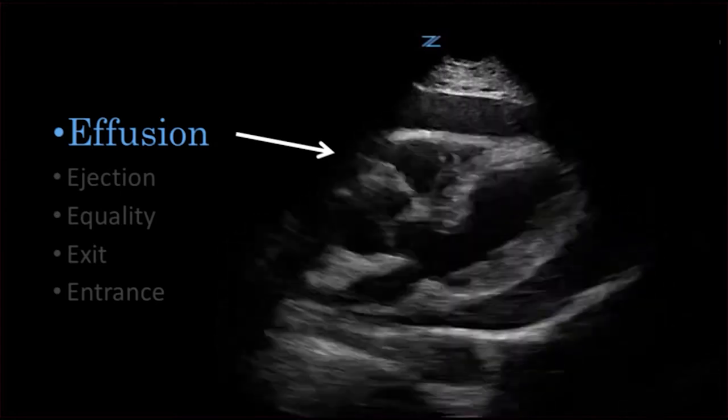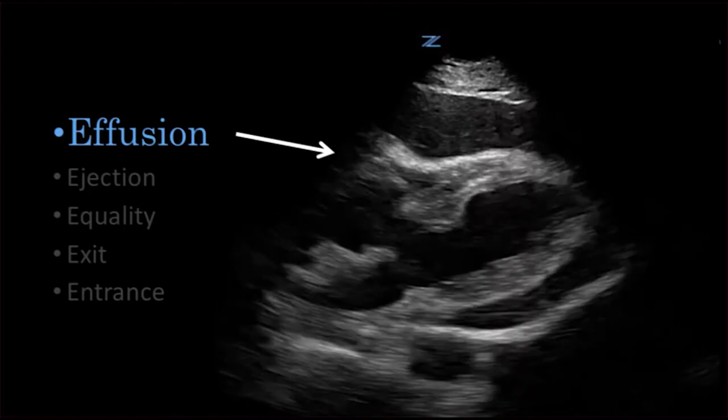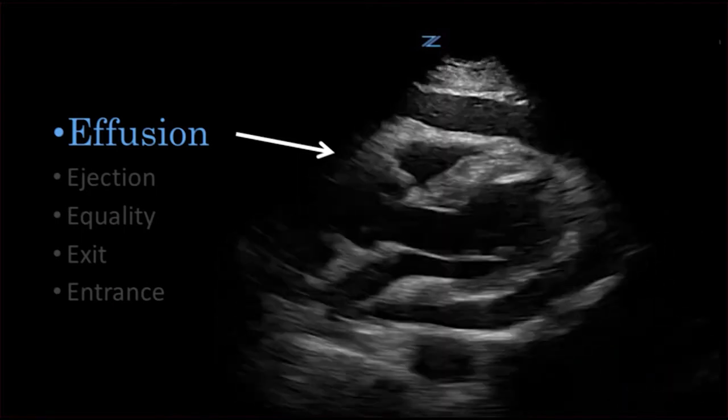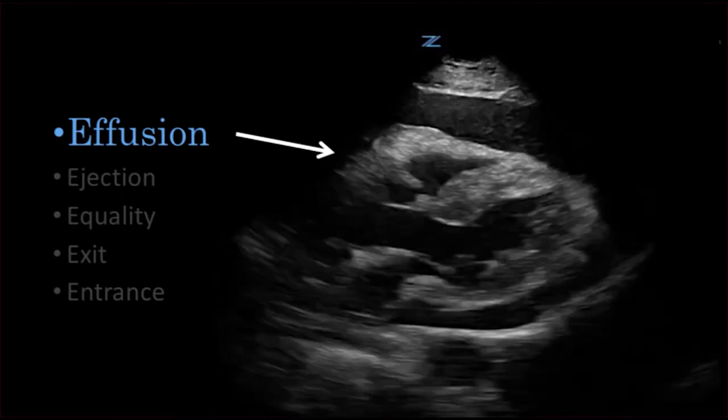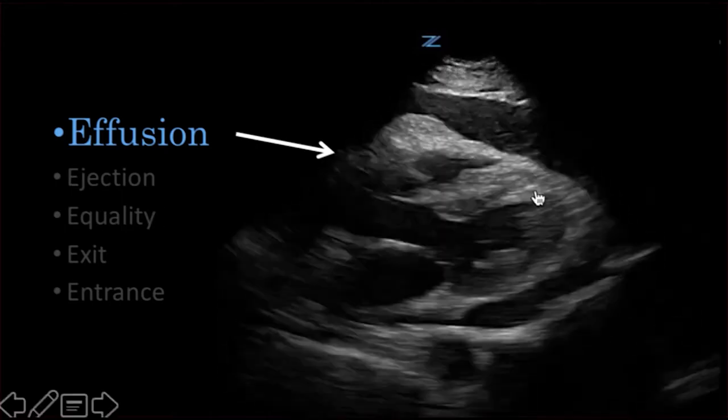To talk about the 5 E's, the first E is effusion. Ultrasound has great diagnostic accuracy for pericardial effusions, and it has been utilized in FAST examinations in trauma for over 20 years. And in this view, what we're looking at is the heart.